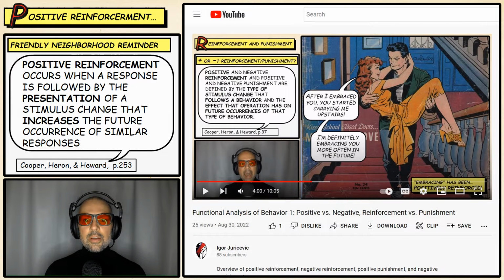Otherwise, just a reminder that positive reinforcement occurs when a response, when a behavior is followed by the presentation of a stimulus change that increases the future occurrence of similar responses or behaviors. So that behavior is followed by a presentation. That makes it positive. Something is added to the environment. That's the positive part of positive reinforcement. And the future occurrence increases of that behavior, and that is the reinforcement part of positive reinforcement.